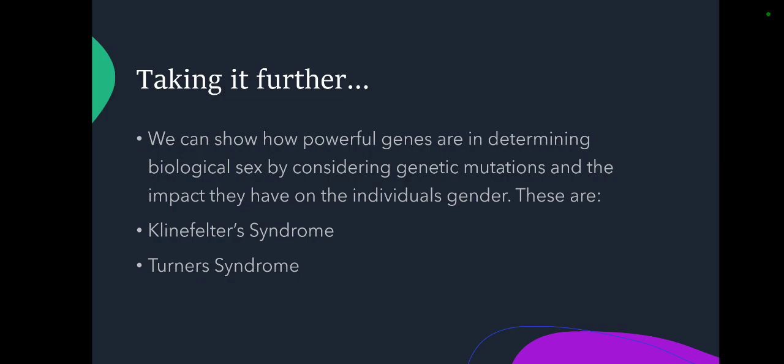Now, that is the basic idea of the role that genetics play in biological sex, but we can, however, take it further now. We can show how powerful genes are in determining our biological sex by considering what we refer to as genetic mutations. These genetic mutations are known to have a significant impact on an individual's biological sex and later their gender identity. So the two disorders are as follows: you have Klinefelter's syndrome and you also have Turner's syndrome.